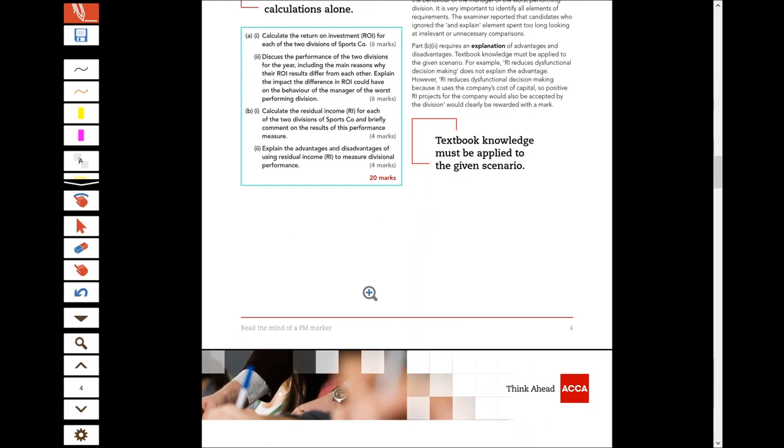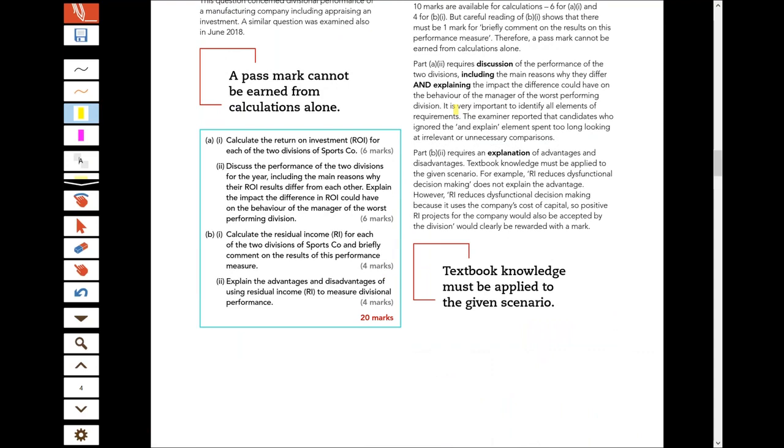You see yourself what it says. It says it is important to identify all elements of the requirements. The examiner reported that many candidates ignored the elements, the objects. Element means objects, okay? They spent too long looking at irrelevant or unnecessary comparisons. You have to answer three things. If you do not, you will not get marks. So this is a very good document. I would recommend you read it. The examiner is telling the marking scheme here.